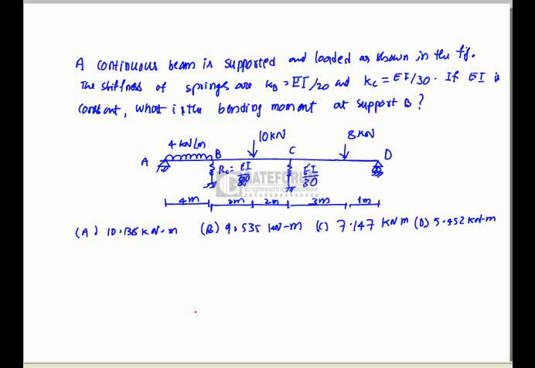In this question, a continuous beam is supported and loaded as shown in the figure. The stiffness of the springs at B is EA by 20 and at C is EA by 30. If EA is constant, what is the bending moment at support B? The bending moment at support B we have to find out.